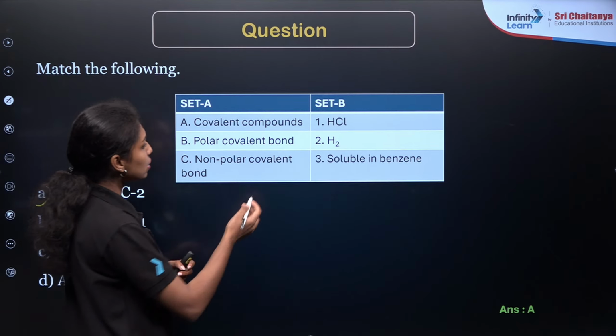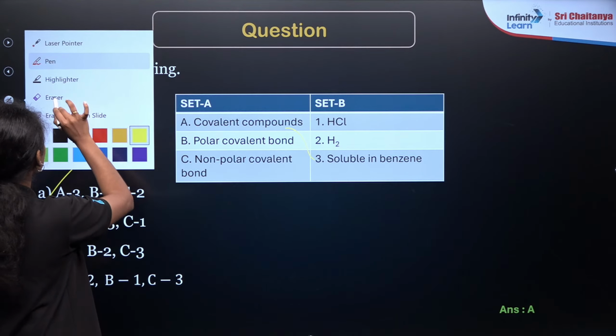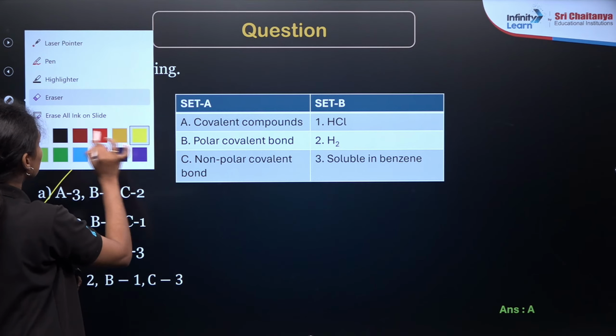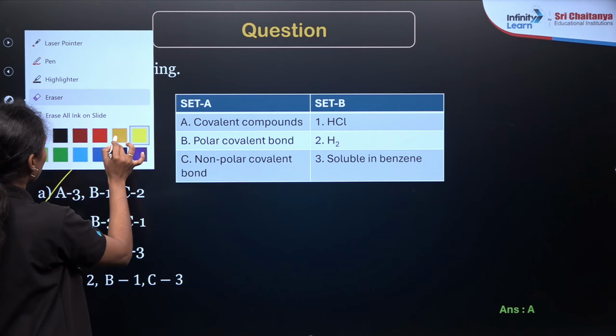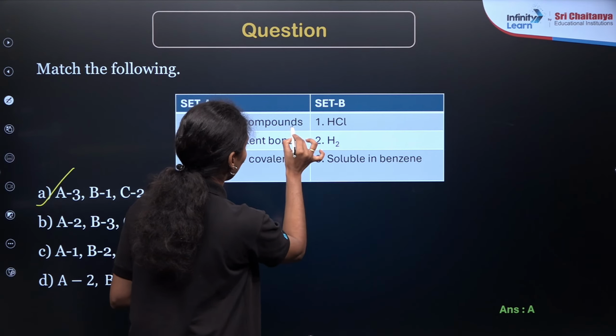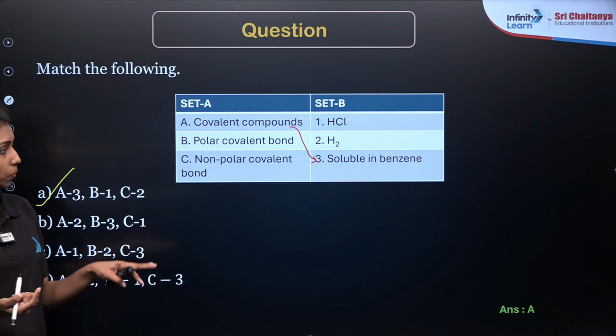Which means covalent compounds, as we already know, are non-polar in nature, so they will be soluble in benzene because like dissolves like, right? Polar compounds will be dissolved in polar solvents and non-polar compounds will be dissolved in non-polar solvents. So here covalent compounds are soluble in benzene because it is a non-polar solvent.